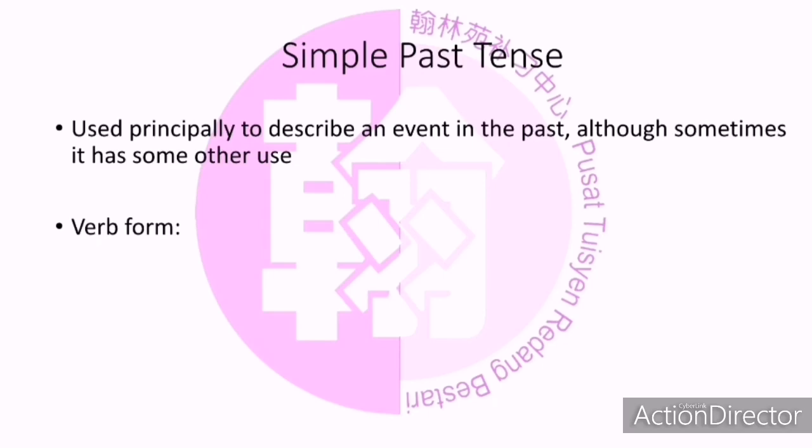Alright, the following we are going to share with you is simple past tense. Simple past tense is principally used to describe an event in the past, although sometimes it has some other uses. So what is the verb form for simple past tense? It is quite different from simple present tense. It uses verbs in past tense. So we need to transform the bare form into a past tense verb. For example, go, we should transform into went.